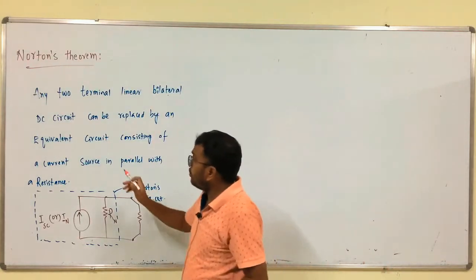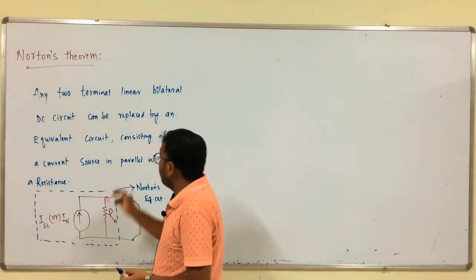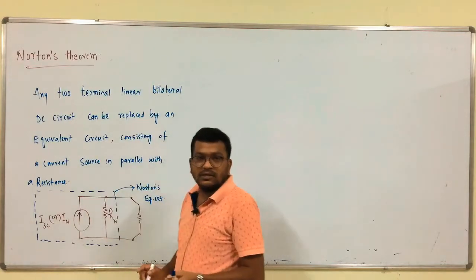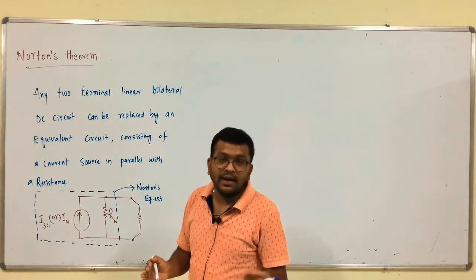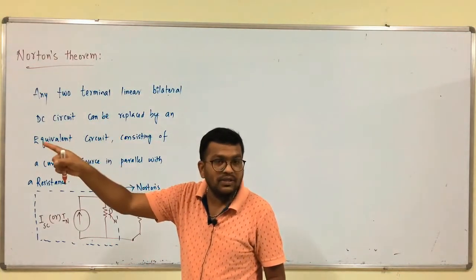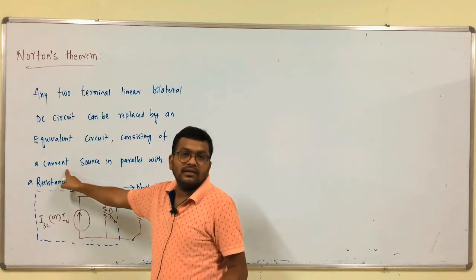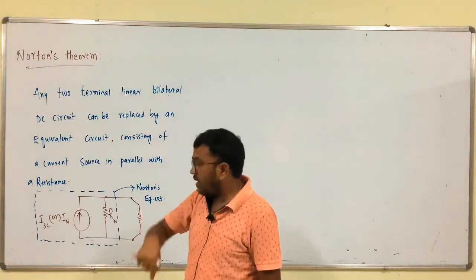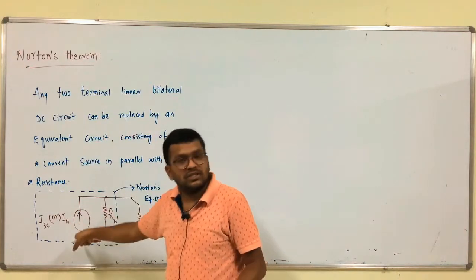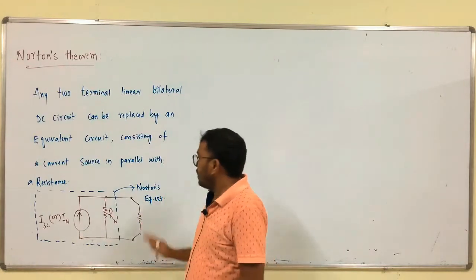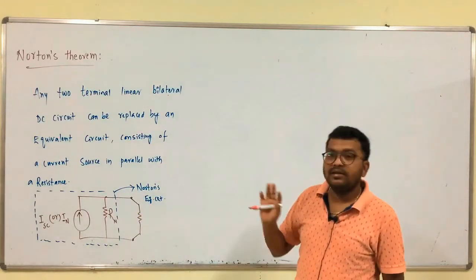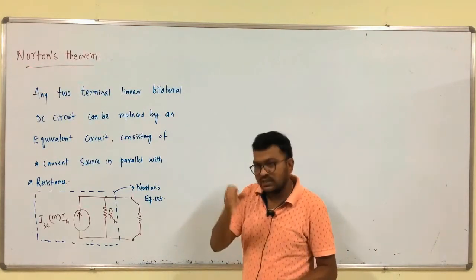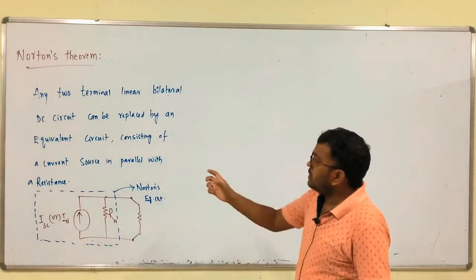So, up to this point the statement is the same, but there it is a voltage source in series with a resistance. So, there are a lot of similarities between Thevenin's theorem and Norton's theorem. In that we have voltage, here we have current. In that, the voltage source is connected in series with Thevenin's resistance, here it is connected in parallel with the resistance. So, this is the first similarity of Norton's theorem and Thevenin's theorem. At last, we have to compare Thevenin's and Norton's. This is the statement for Norton's theorem.